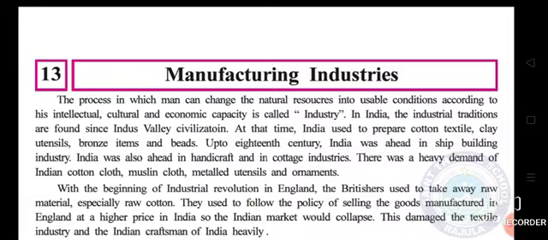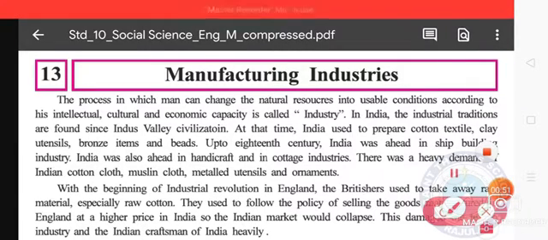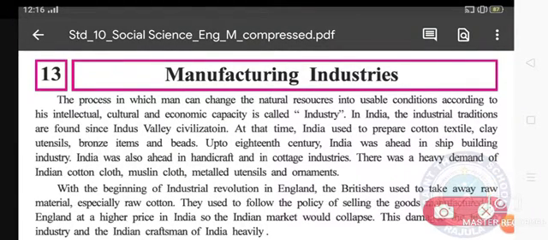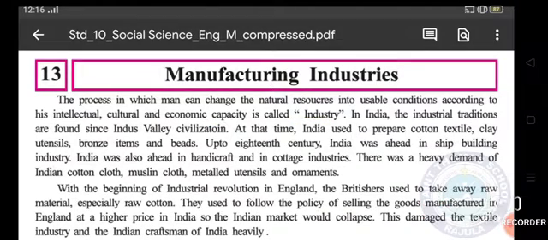So when we come to the lesson, we'll see that the process in which man can change the natural resources into usable condition according to his intellectual, cultural and economic capacity is called industry. So you can underline in your textbook: what is industry? The process through which man makes natural resources usable, using his intellectual, cultural and economic capacity, is called industry. So you can underline it in your textbook.